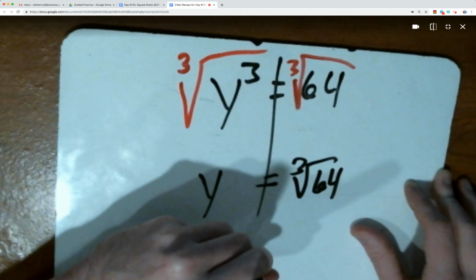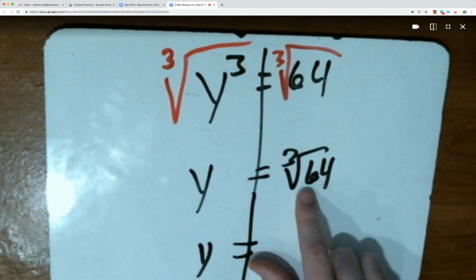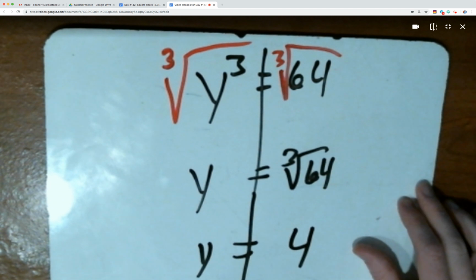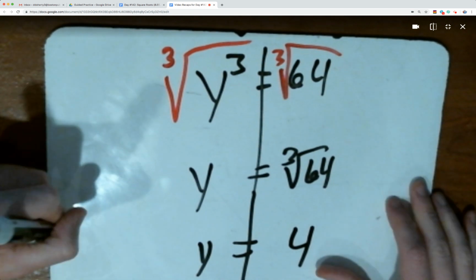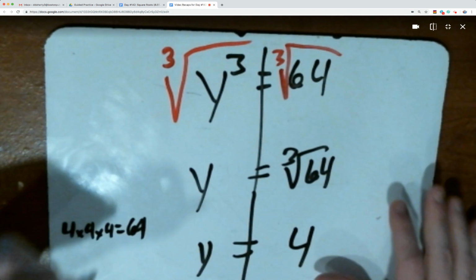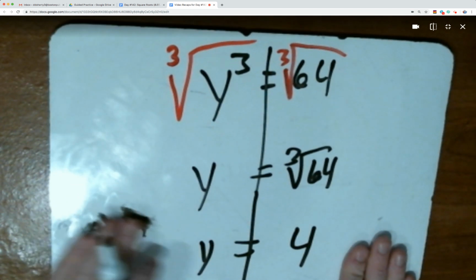Hopefully, we recognize the cube root of 64 at this point. It's not going to be 8. That would be a distractor. That's just the square root of 64. The cube root of 64 is going to be positive 4. 4 times 4 times 4 gives us 64. So because of that property, the cube root of 64 has to be 4.